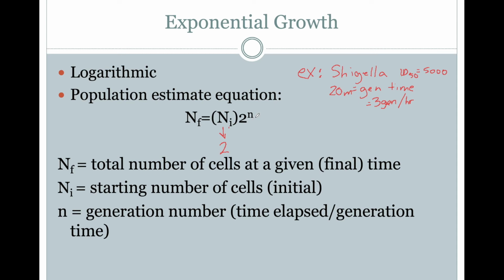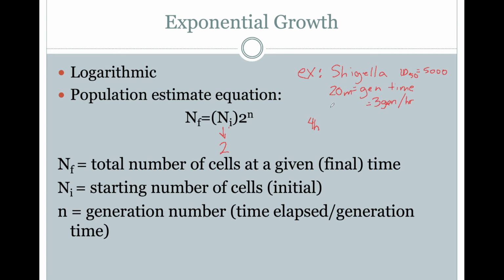So if we were to figure out how many Shigella bacteria are on that burger that you accidentally left out on your countertop, and you're wondering if it's still safe to eat after maybe 4 hours, we can use this number to plug into this equation. N is the generation number, so how many generations have passed within the time elapsed. In our example, let's just say 4 hours have passed.